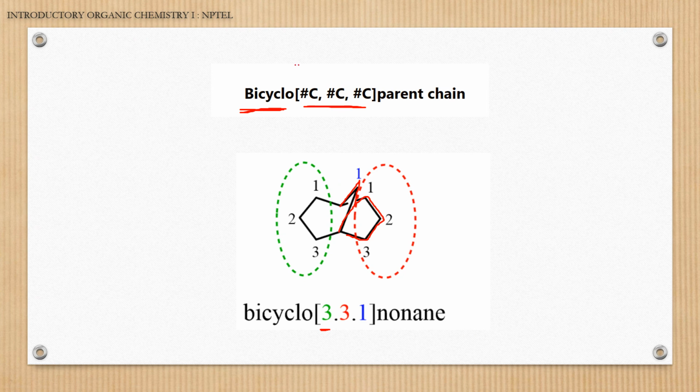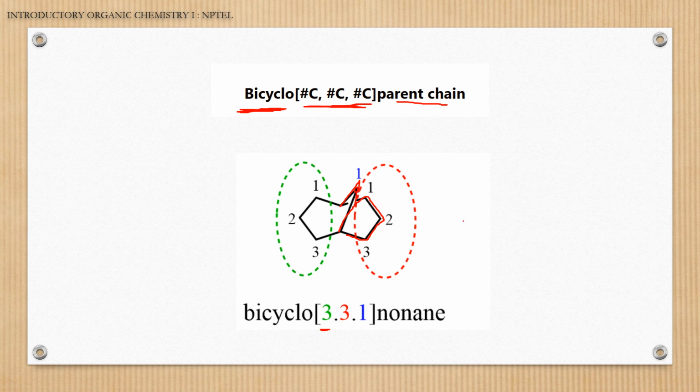So you need to write bicyclo, then the number of carbons corresponding to each of the rings, and then the parent chain. Parent chain means the total number of carbons present in the compound. If you calculate the total number of carbons present here, if you number it 1, 2, 3, 4, 5, 6, 7, 8, and 9 at the bridging, this is the 9 carbon. So the total number of carbons is 9.